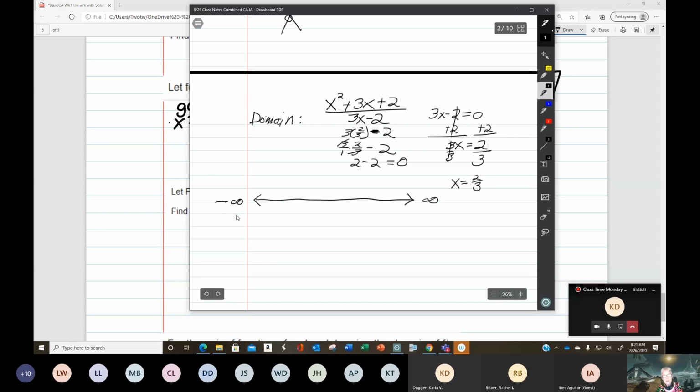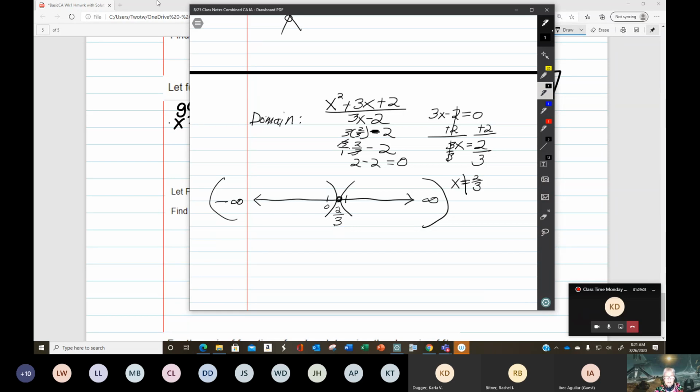We are not going to get what we want, because x cannot equal 2/3. So imagine where 2/3 might be. Like if this is 0 and this is 1, 2/3 would be about here. I have to take that off the x-axis and throw it away. So now my domain is going to be all of these numbers and all of these numbers, but not 2/3.